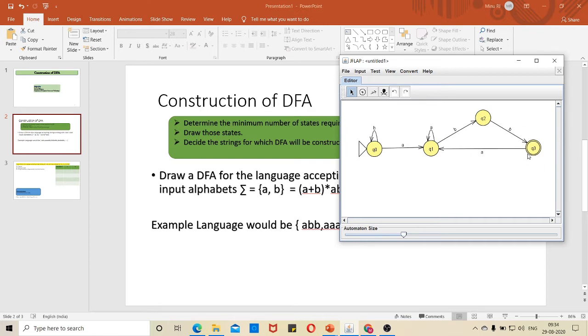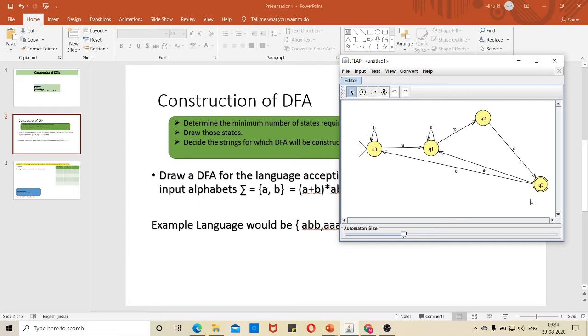What if I am getting 3 more B's? If I am getting 3 more B's, then again I need to go back and check whether I am getting ABB. So, that also, after this state, if I am getting a D also, I have to go back and check whether I am getting again ABB. Okay, I think this is quite good.